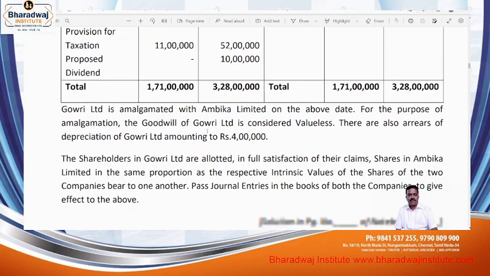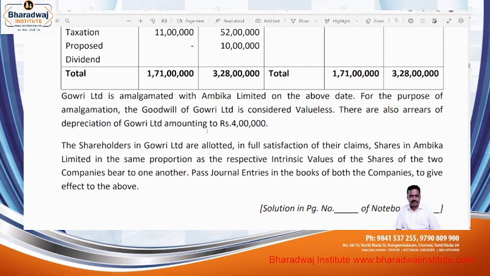Shareholders of Gauri Limited are allotted, in satisfaction of their claim, shares in Ambika Limited in the same proportion in which the intrinsic value of shares of both the companies bear to one another. Pass journal entries in the books of both the companies and give the effect of the above. Simple. What do they ask you? Work out net assets, same as the last problem. Work out which value? Intrinsic value, then decide the ratio of exchange, allot the shares.